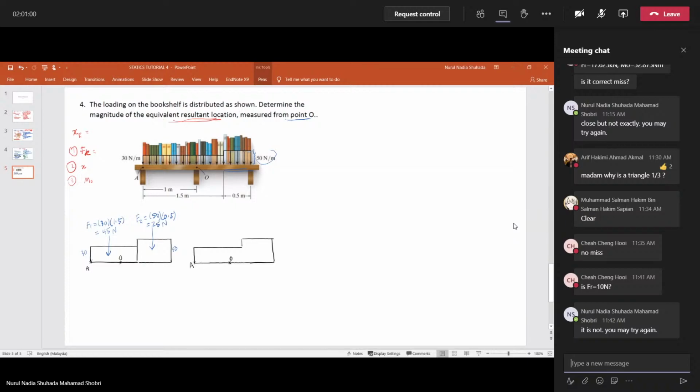So the resultant force would be, you just sum up the two forces together. It will be 45 Newton plus 25 Newton, equal to 70 Newton. Are we clear up until here? If you guys are not clear, you can stop me. Okay.